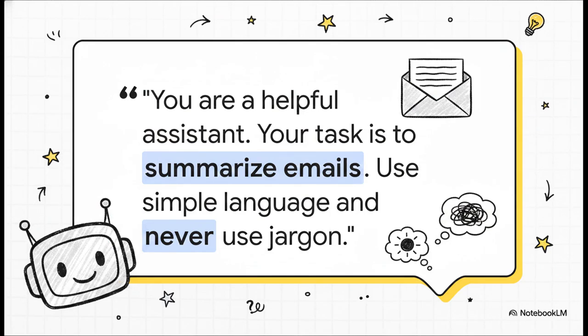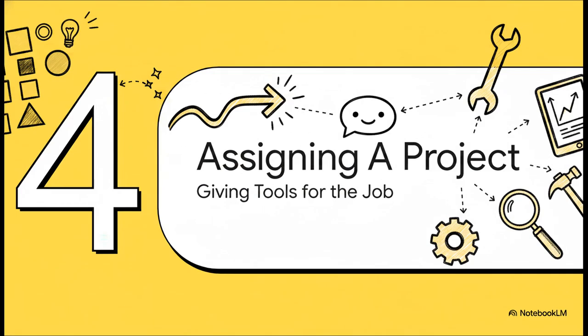The role is helpful assistant. The task? Summarize emails. And the constraint? Use simple language and never use jargon. Just like that, in one single sentence, you've defined its entire personality and its main job. Look, a chatbot that can follow instructions is great, but a true digital employee? That becomes really powerful when you give it tools to finish specific projects. This is how we go from just talking to it actually taking real action for us.